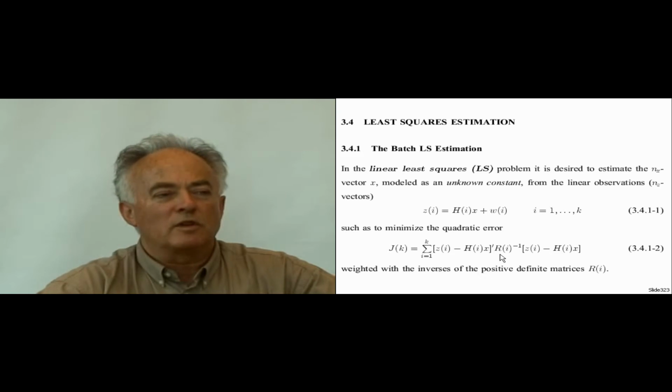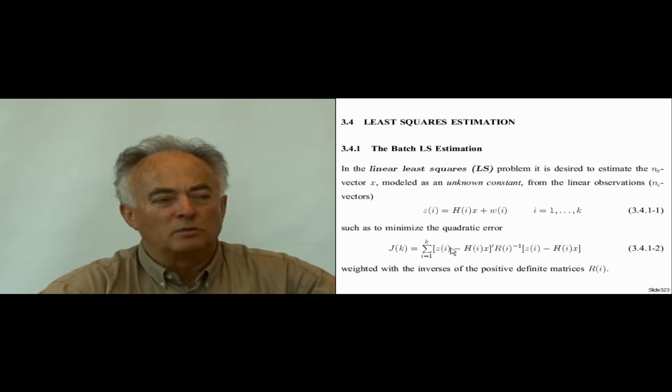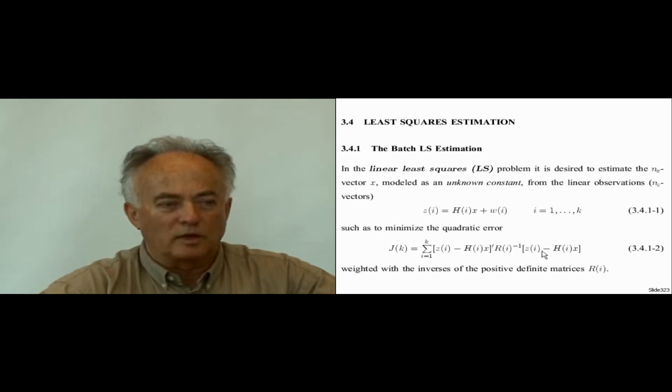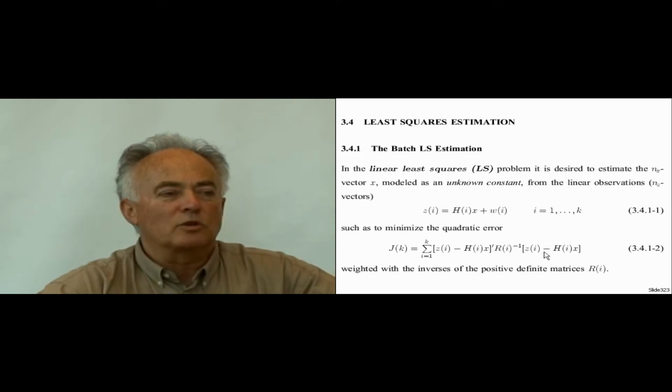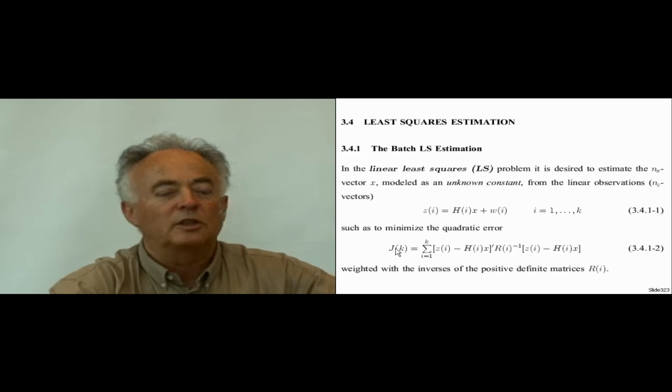So what we have is a sum of quadratic forms, positive definite, which means it cannot be 0 unless you manage to get this equal to 0, which we usually will not be able to. And so this is a quadratic error, our criterion.